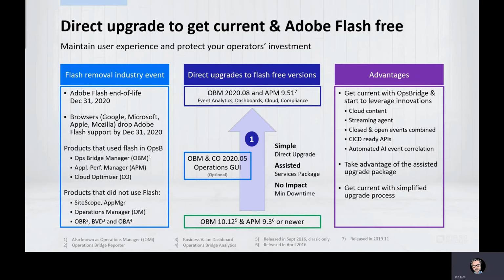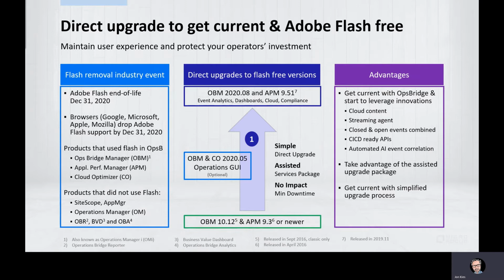So products that use Flash are Operations Bridge Manager, Application Performance Manager, and Cloud Optimizer. And products that did not use Flash include SiteScope, App Manager, Operations Manager, OBR, BVD, and OBA. So if you have any of those products that use Flash and Operations Bridge, you will want to upgrade.